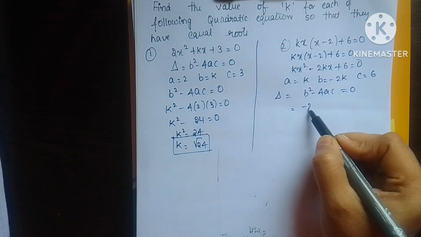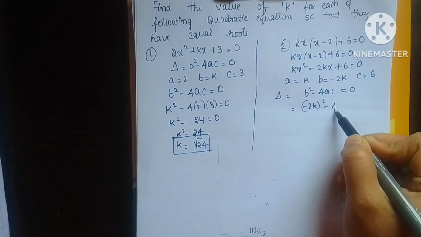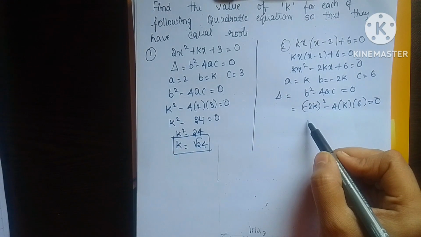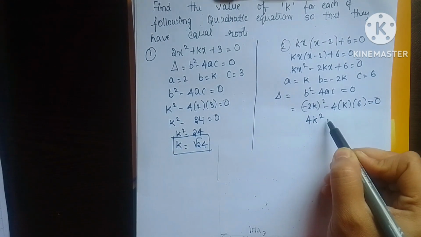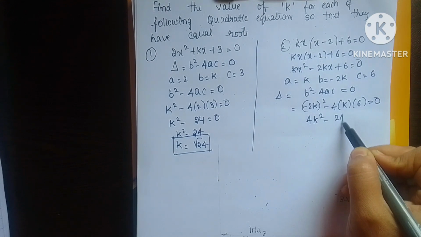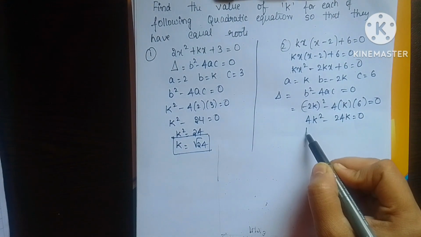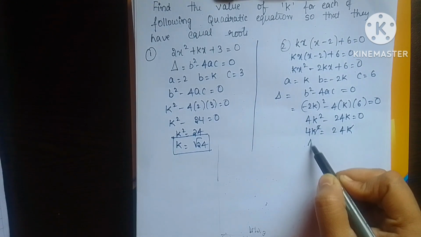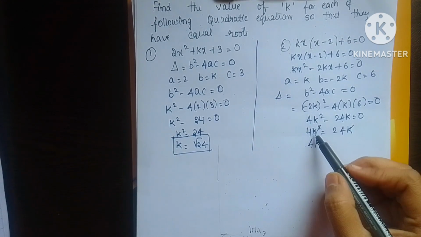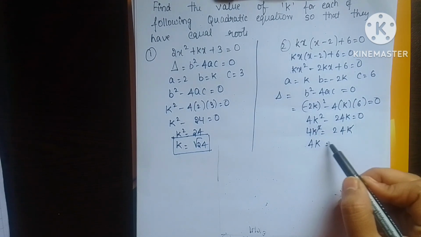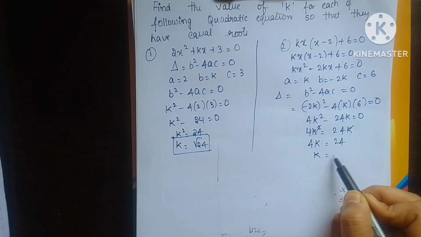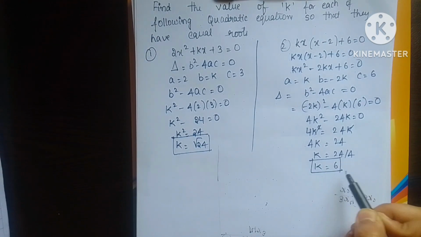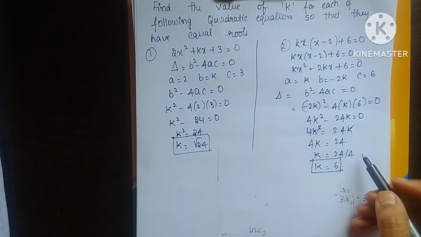So b is minus 2k whole square minus 4 into a is k, c is 6, is equal to 0. 2k square is 4k square minus 4 times 6 is 24k equals to 0. So 4k square is equal to 24k. K gets cancelled, since here 2 k's are there, no? 1k cancels. 4k is equal to 24. K is equal to 24 by 4. K is equal to 6. So the value of k is 6.